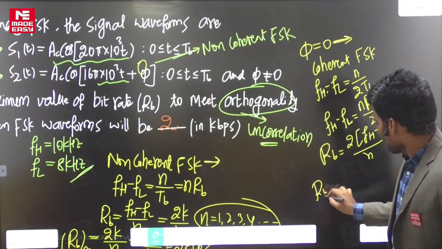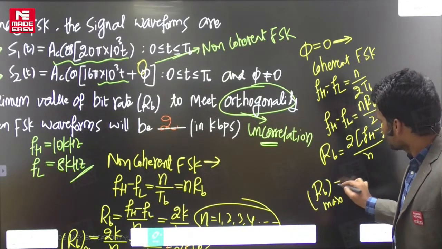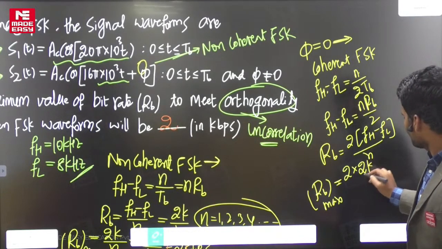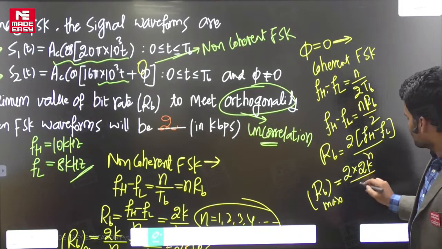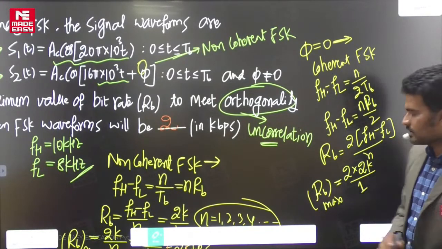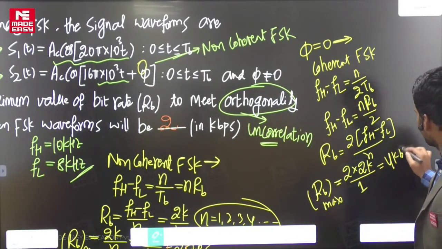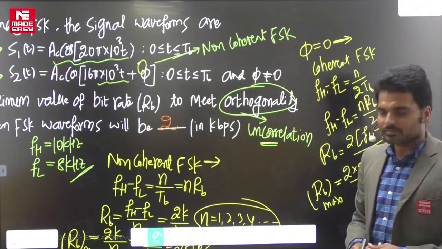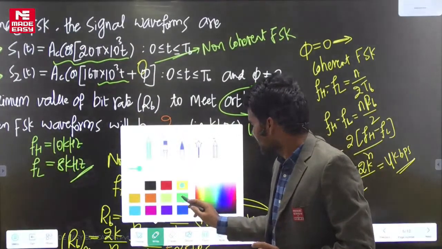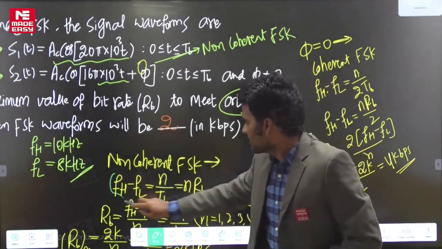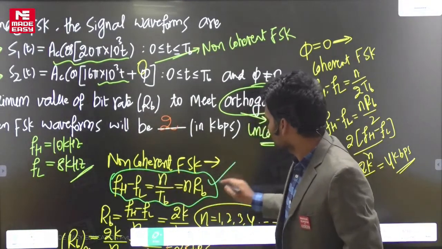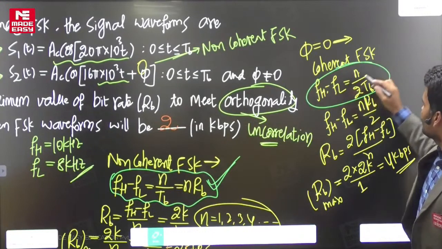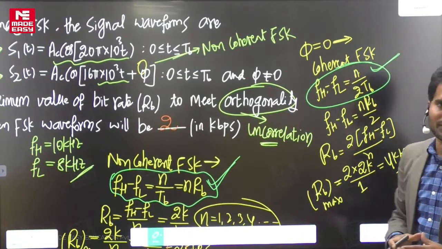Then what is RB max? I'm doing the same question, but with phi equal to 0 here. So 2 into (FH minus FL) is 4K. To get RB max, N should be minimum. The minimum N we can go for is 1. So this is 4 kbps. The answer will become 4 kbps provided phi is equal to 0. So it is important here for FSK. This is the condition for orthogonality in the case of non-coherent FSK, and this is the condition for orthogonality in the case of coherent FSK. Okay.